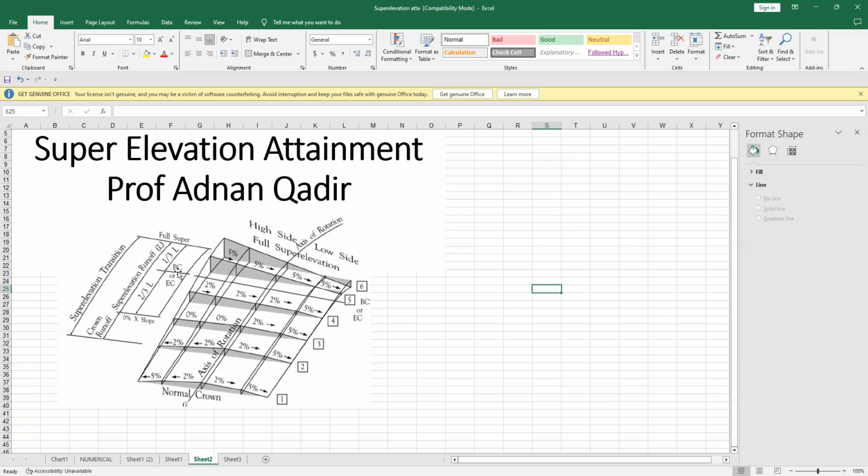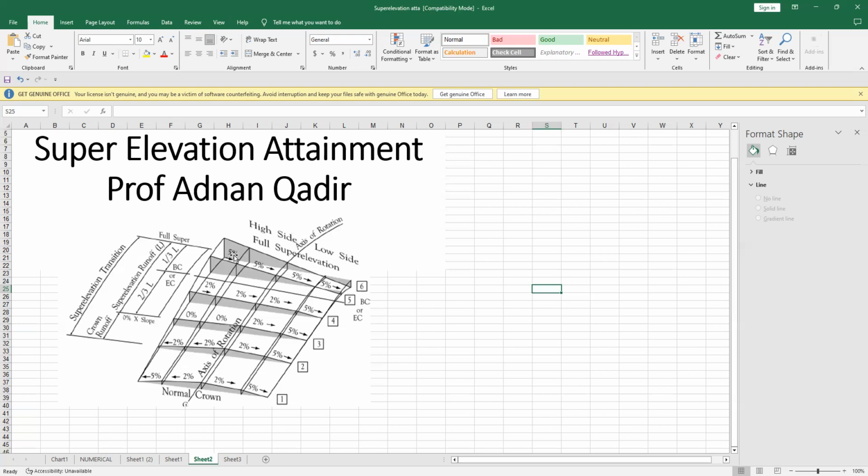At this point, this is the start of the curve, and the distance needed for changing from 0% slope to plus 2% is known as 2/3 of the length of super elevation runoff. And after the remaining 1/3 L, we just do the full super elevation, that may be 5% or 8%, whatever is our desired super elevation.